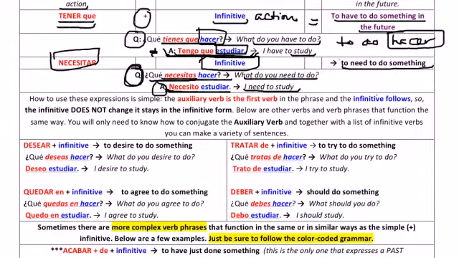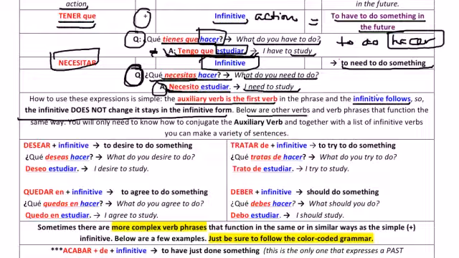So again, how to use these expressions is simple. The auxiliary verb is the first verb, and it's in red for your color coding following along. And then the infinitive follows. The infinitive does not change. It stays in the infinitive form. So if you have any infinitive, any of the ones from the chapter, comer, leer, vivir, estudiar, any of those infinitive forms can fit into this grammar.